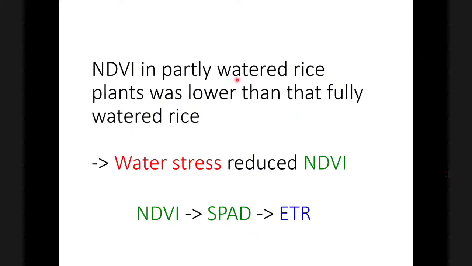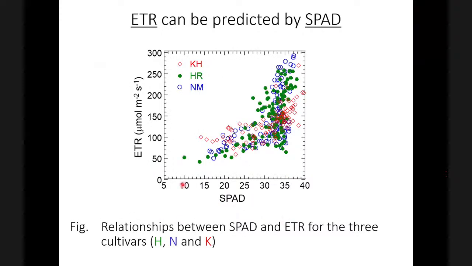So we may say that NDVI can be utilized to predict the water stress. By getting NDVI from a camera mounted on the UAV, SPAD can be predicted from NDVI. Then from SPAD, ETR can be predicted. Now, this is a way how to predict the ETR from SPAD.